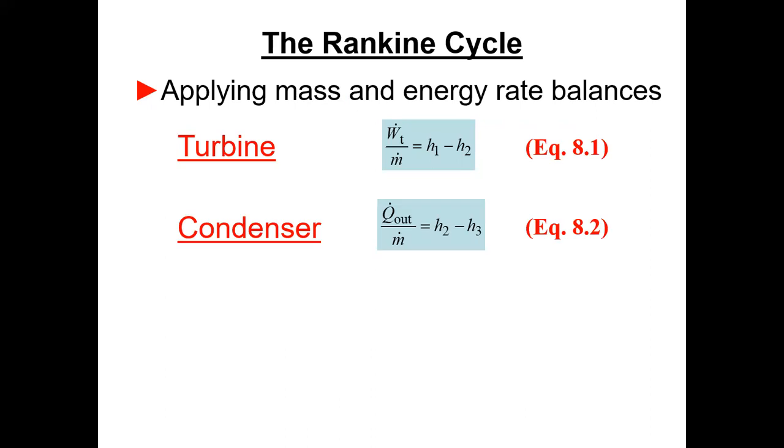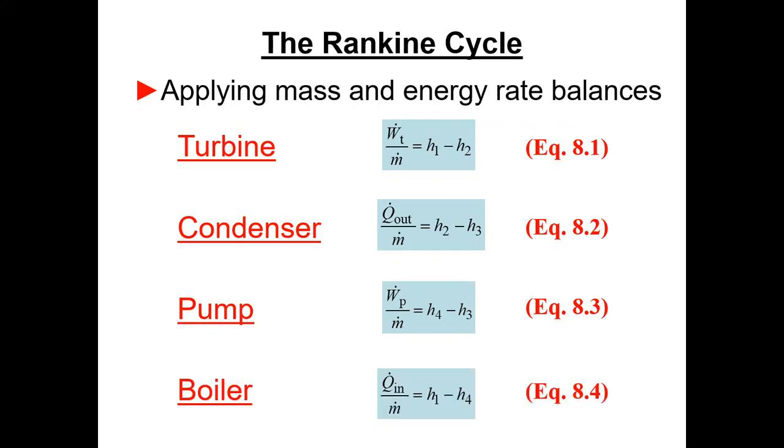Condenser, the total heat transfer rejected per unit mass, just enthalpy difference. The pump work per unit mass flowing through it, just enthalpy difference. And guess what? The boiler heat transfer in per unit mass is just enthalpy difference. So if you can remember enthalpy difference, you're in pretty good shape on these components.